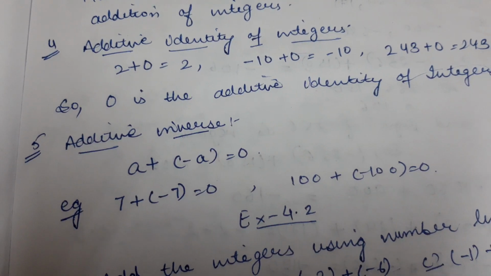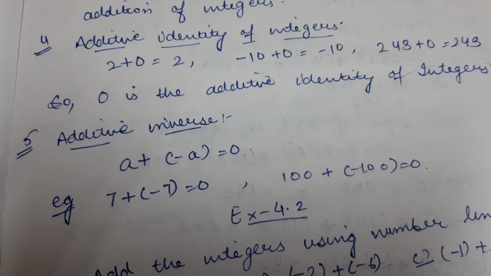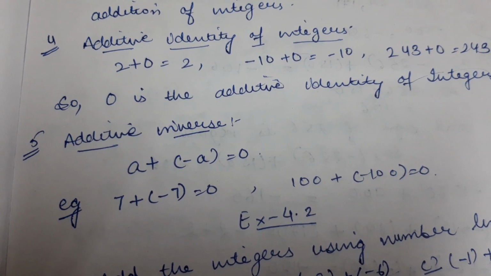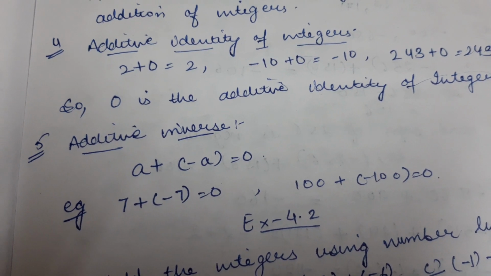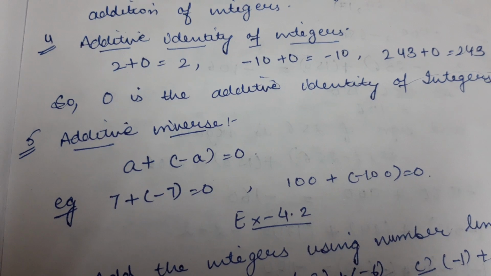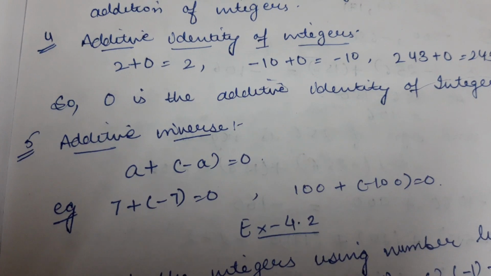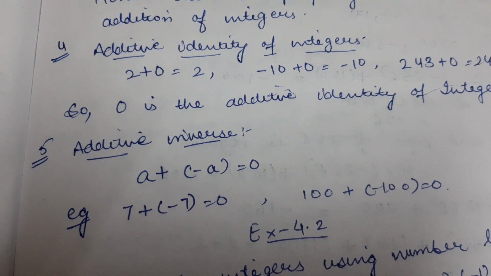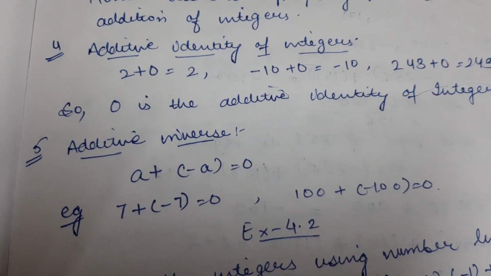Next is additive identity of integers. What do you mean by identity? Identity means that digit that we add. Additive means when we are adding that digit, the answer doesn't change. The answer remains the same. Then that is known as additive identity of integers.